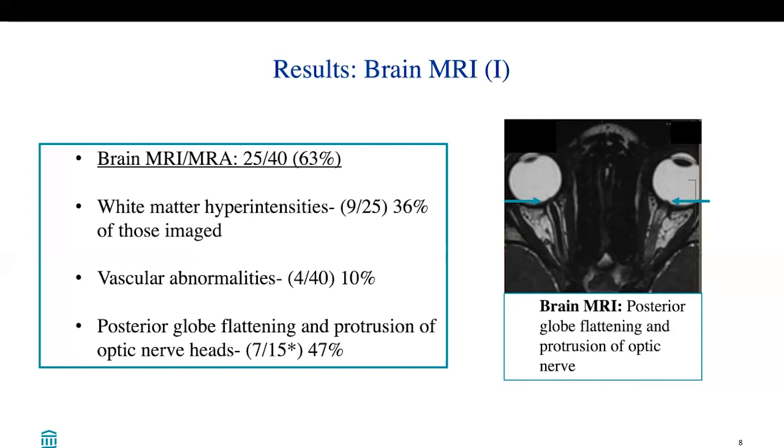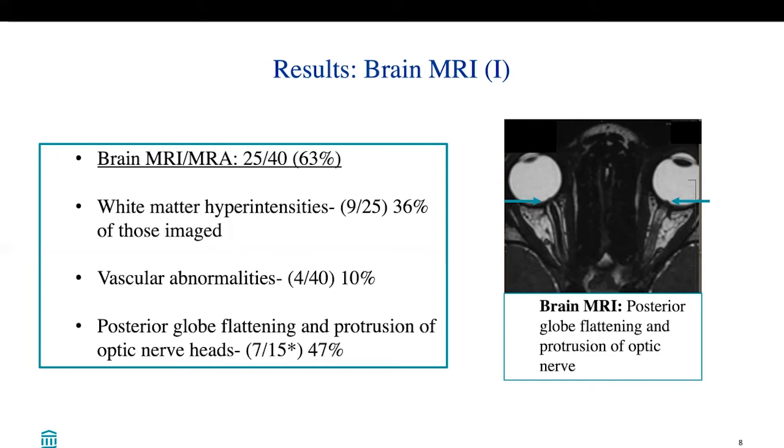So the visual system within humans describes how we see and understand what we are seeing. This is part of the central nervous system and is very intricate. So to simplify it, just think of the eye as a globe or a ball with a line coming from the back of it. This line is called the optic nerve. So within these patients, we are seeing posterior globe flattening, so the back of the eye is flattening, and protrusion of the optic nerve, shown in the picture on the right. These can be seen from brain MRIs.